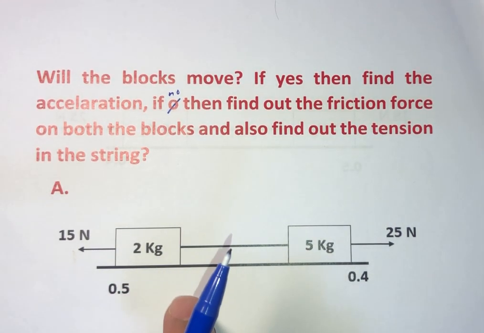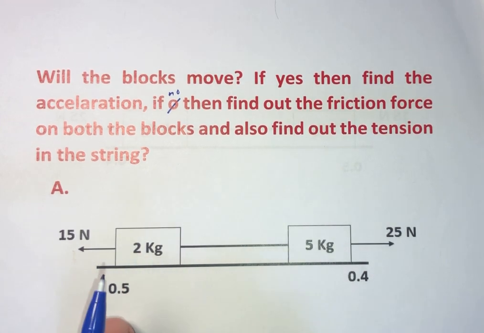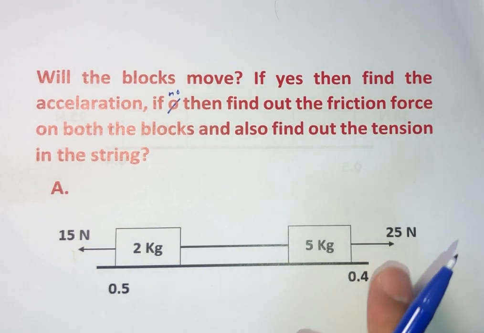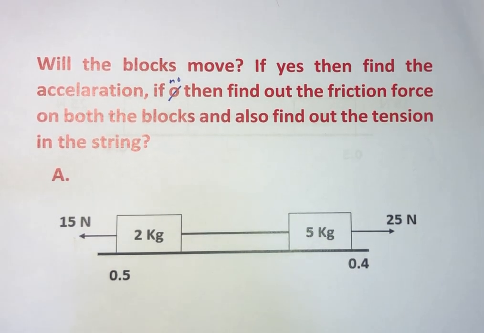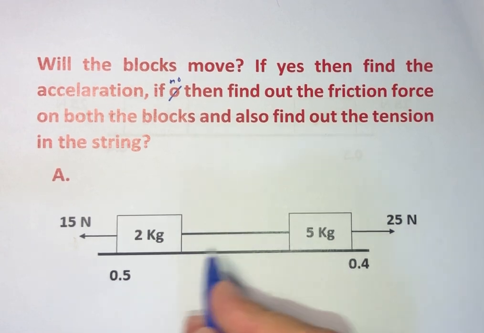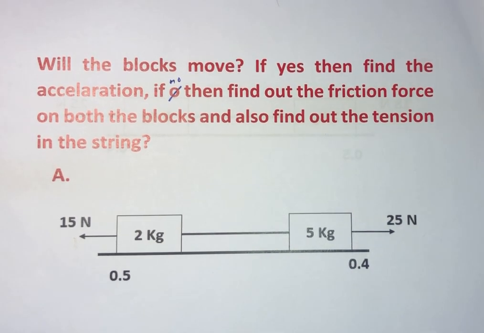So it consists of two blocks, 2 kg and 5 kg. The coefficient of friction is given as 0.4 and 0.5, and the forces being applied are 25 Newton and 15 Newton. Okay, and this is a string which is connecting both the blocks.